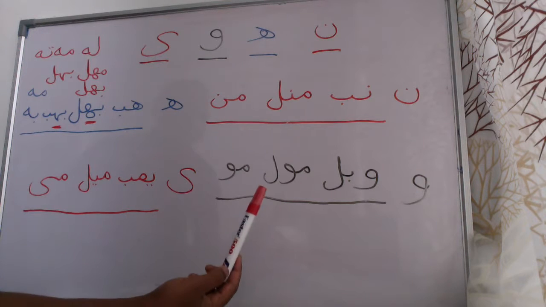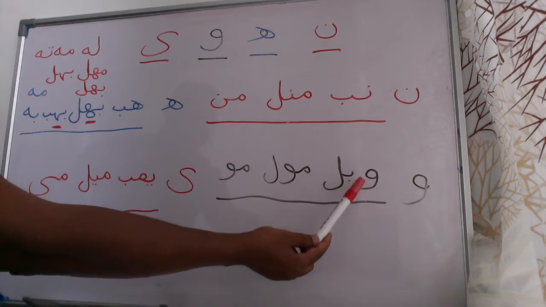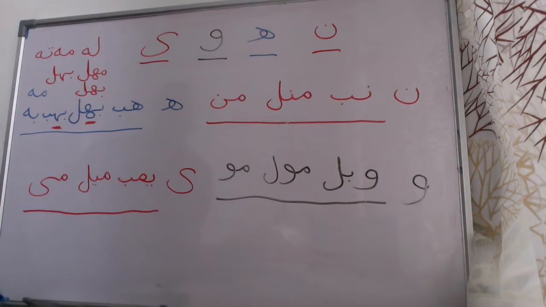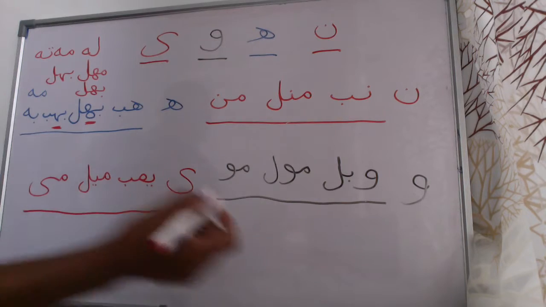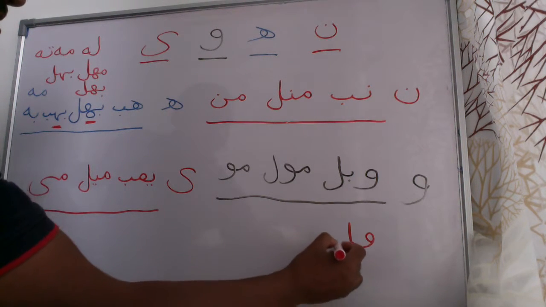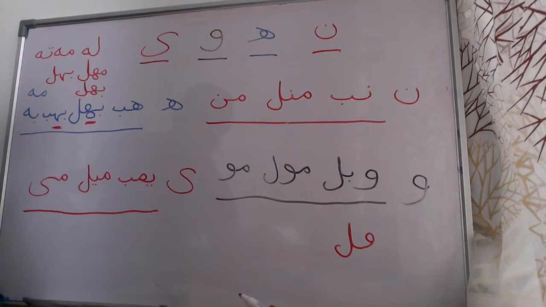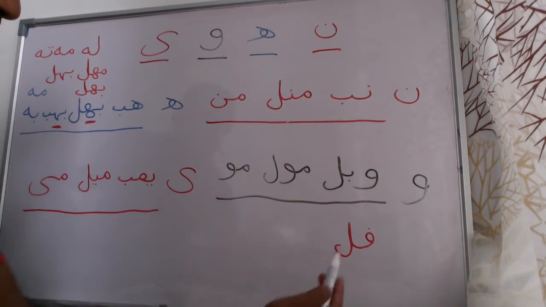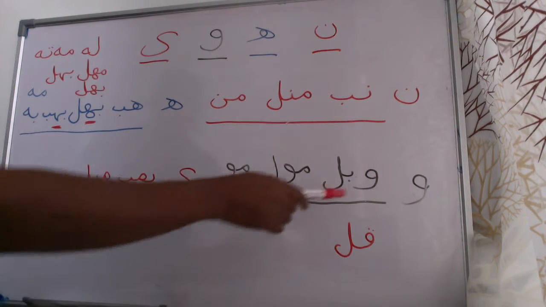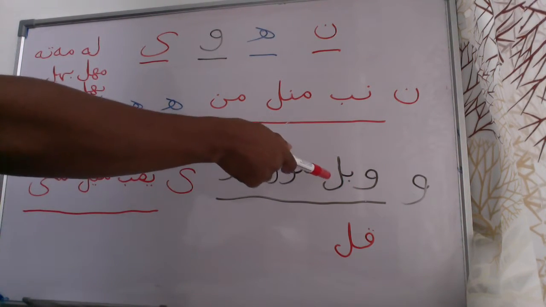So you will not connect a letter to the wow here. If you did that, what would happen? It would change into maybe a fa or qaf, for example. Let's say if you want to connect it to this lam here, it would not be a wow again. It would be maybe a fa or maybe a qaf. So that's the reason why we disconnect it from any letter following it.